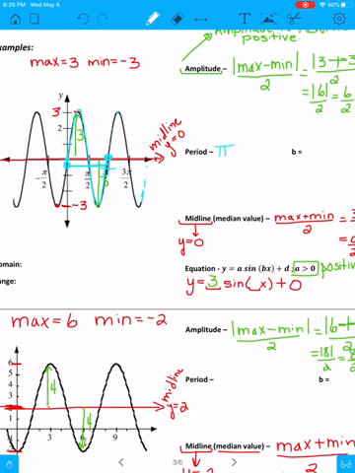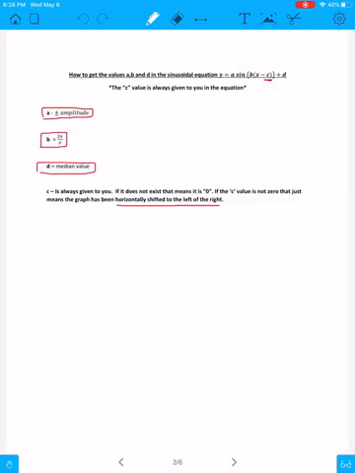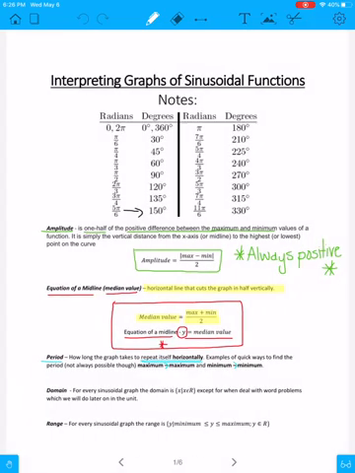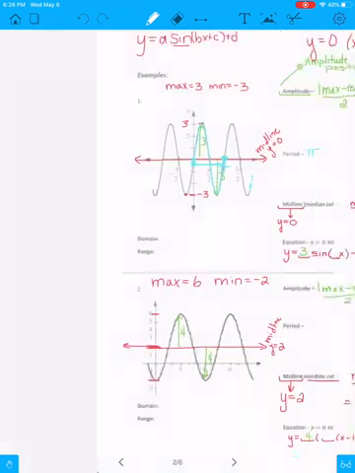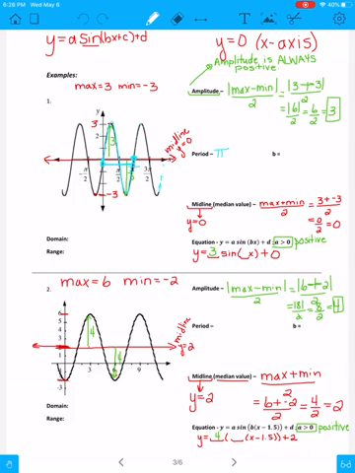Now if you go back to the first page, pi is the same as 180 degrees. So if you want to think about it that way, this graph is repeating itself every 180 degrees, or pi radians. That's what we're really looking at. So this graph has a period of pi.